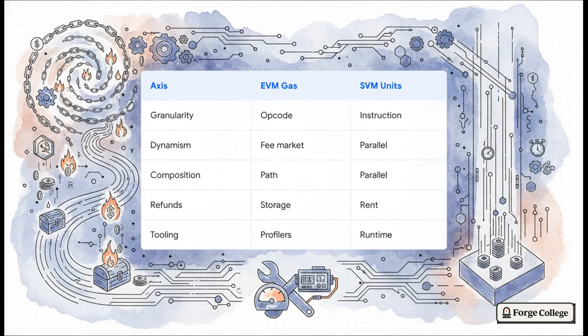Now, take a look at the composition row, because this is huge. EVM debits gas sequentially across an entire execution path, while SVM actively incentivizes small parallelizable transactions. For state management, EVM encourages storage clearing through those refunds we talked about, while SVM demands explicit cleanup and rent models. And finally, the tooling naturally reflects all these realities. EVM has mature, very predictable gas estimators, while SVM tooling focuses heavily on strict compute budget measurements and runtime profiling.